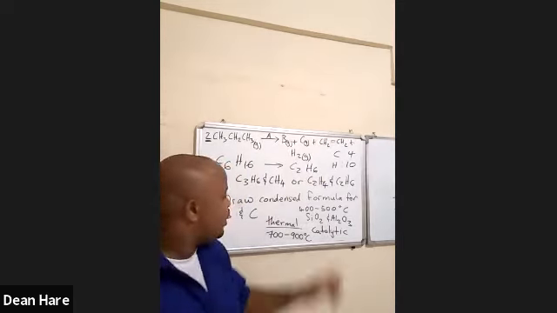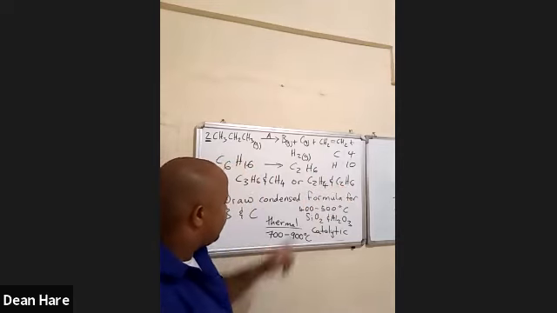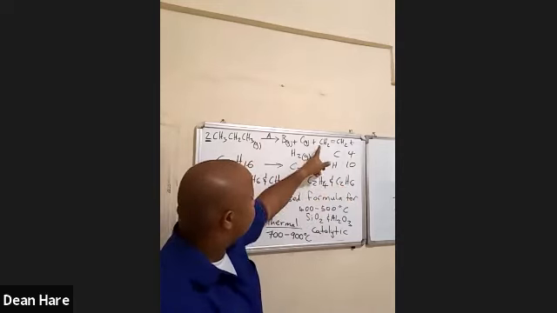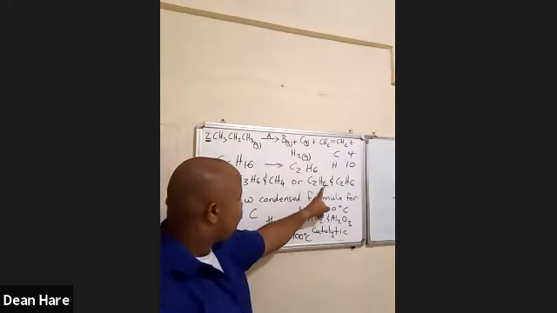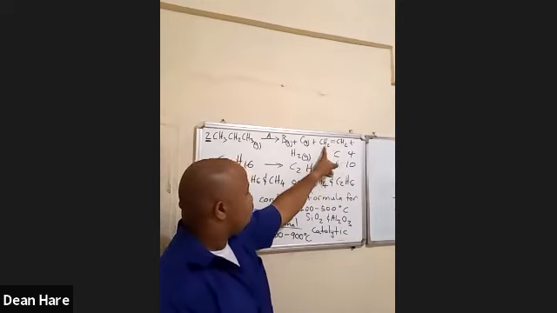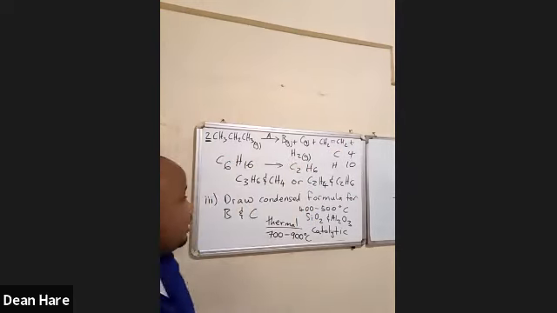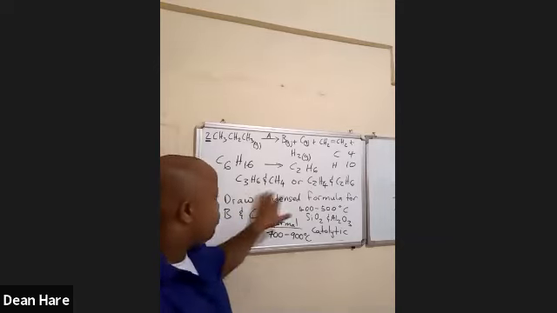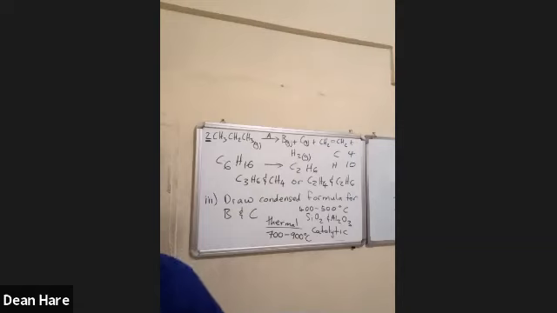If we were using ethene, let us check: 2, 4, 5, 6 carbons. And for hydrogen, 4 and 6, that's 10. 10 and 2, 12. 12 and 2 is 14. 14 and 2, that is 16. So both answers are correct. All right, good job. So where was I?